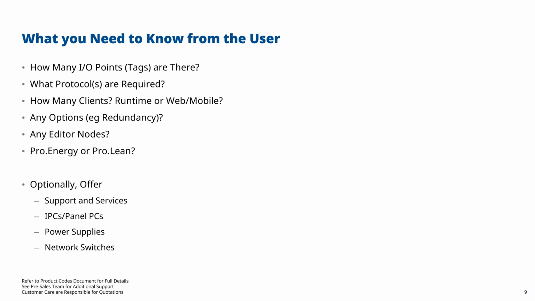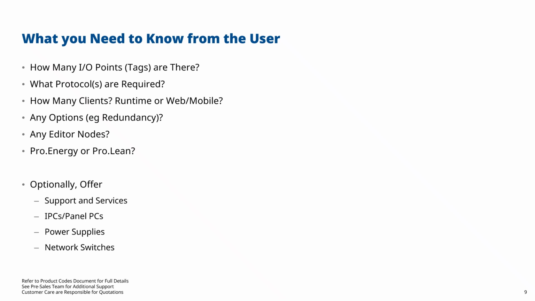Here's what you need to know from the user. First of all, you need to know how many I/O tags there are, also known as points or variables. We call them tags. You need to know what protocol or protocols are required, and we can support multiple protocols at the same time. You need to know how many clients there will be, or is it just a centralized computer? And if there are clients, are they runtime clients or are they web or mobile clients? Do you need any options such as redundancy?